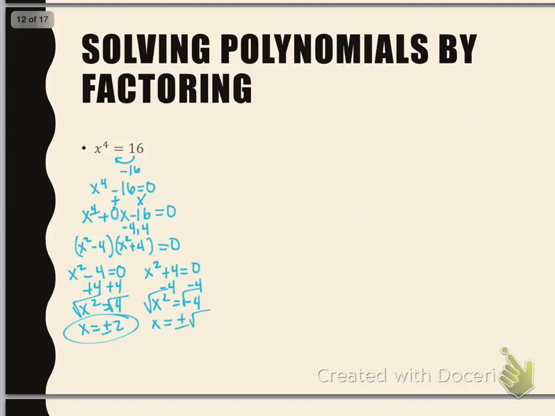So plus or minus the square root of negative 4. I need to get rid of the negative, so I need to add a little i in there. And then the square root of 4 is 2. So x equals plus or minus 2i.